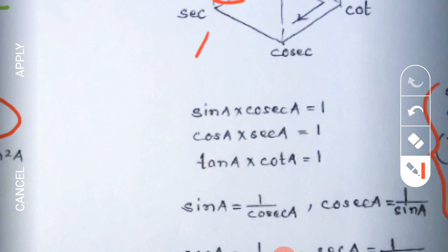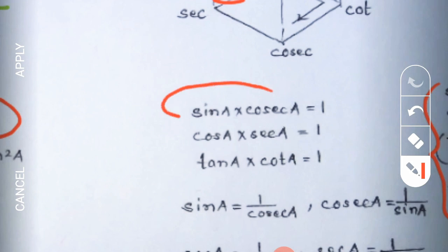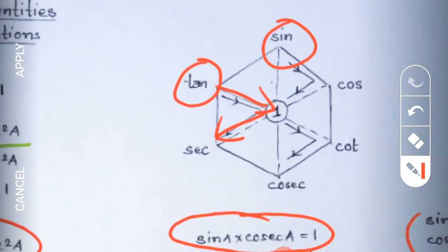in product form. See, first, I have written here sin a into cosec a equal to 1. How did we get this? It is very simple. See here, the product of sine and cosec is always equal to 1.